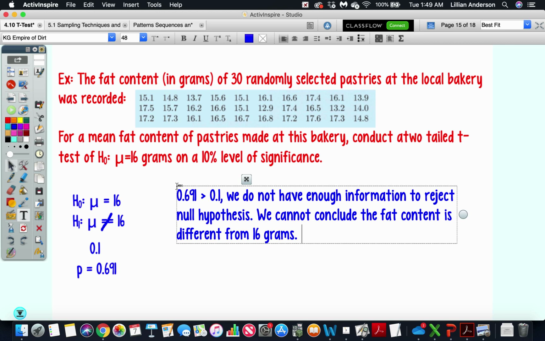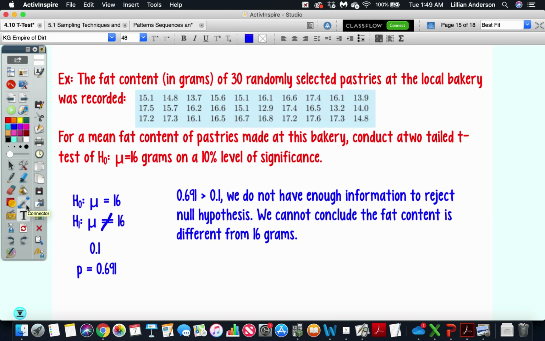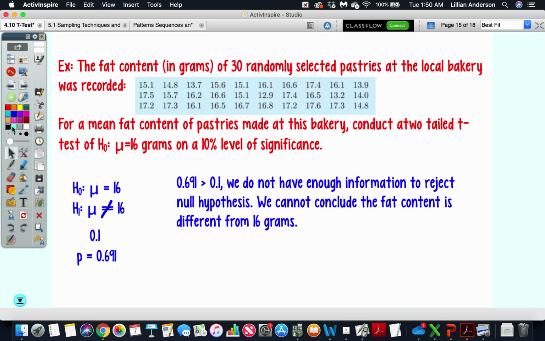Okay, very simple. Probably the part that's going to be the most confusing is making sure you make the correct conclusion. But here you have two different examples. As you can see, when the p-value is greater, we do not have enough information to reject. So in other words, we would accept the null hypothesis. Sorry, I said that a little bit differently: we cannot conclude the fat content is going to be different from 16 grams. It's going to be 16 grams, okay?